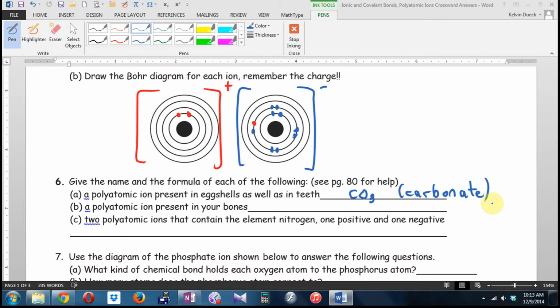Polyatomic ion that's present in your bones is phosphate. Now that's the name. What's its formula? Hey, I have my handy dandy periodic table, flip it over. Phosphate is PO4. Has a charge of 3 negative. I'm not going to write the charge unless I'm crisscrossing.